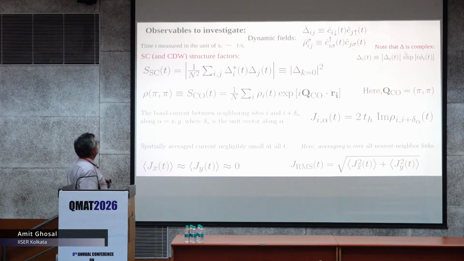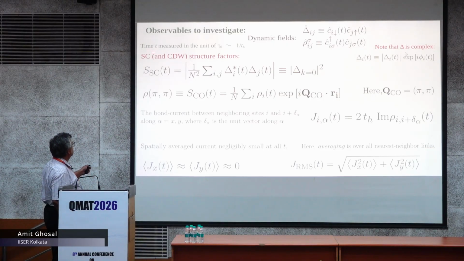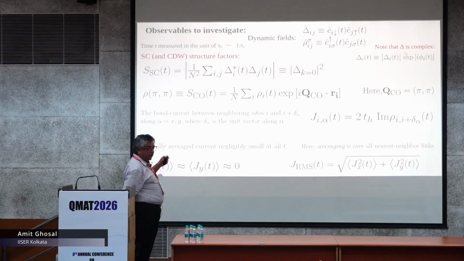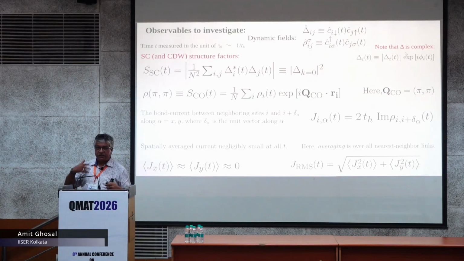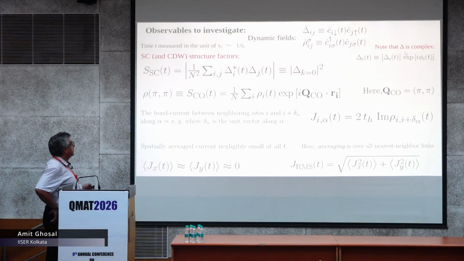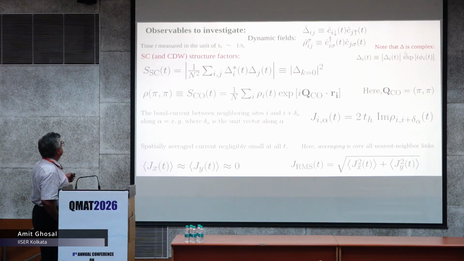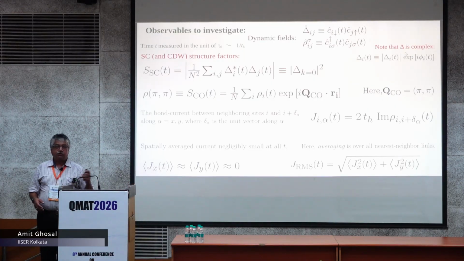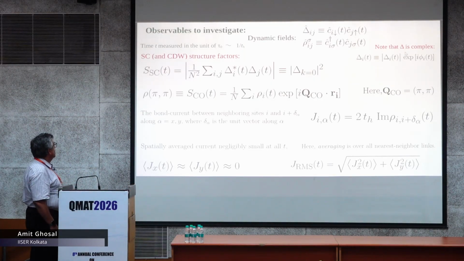And we list the observables that we investigate. This is the thing that I was telling you that time, that time is measured in units of tau naught, which is 1 over t_hop, the hopping of the Hubbard model. We will be following the behavior of the superconducting structure factor, which is the standard structure factor. This will be like delta squared, the k equals 0 mode of that. So how does that evolve with time?